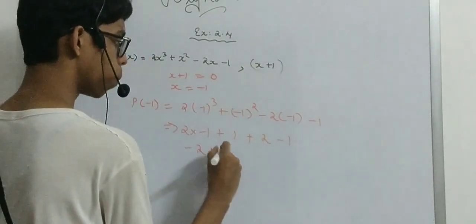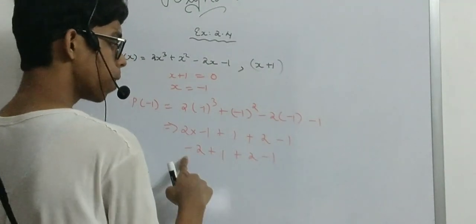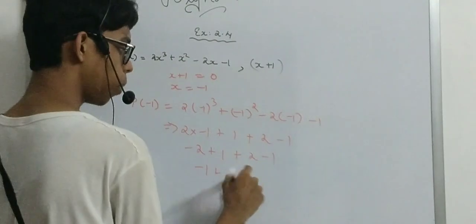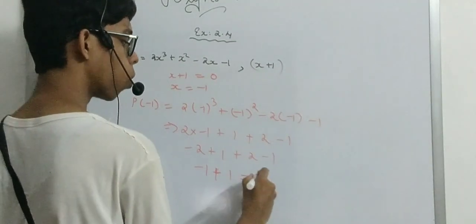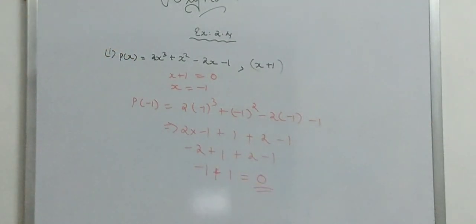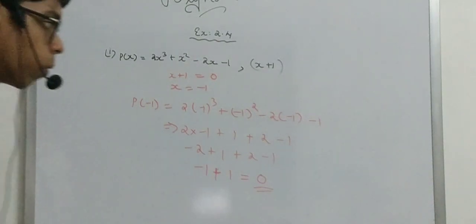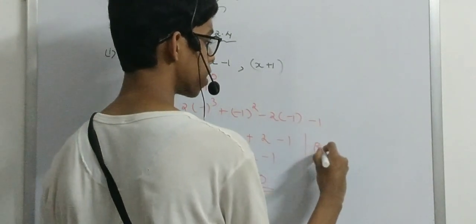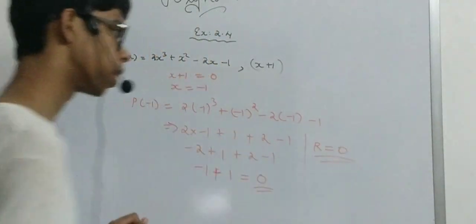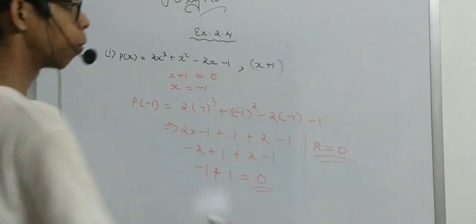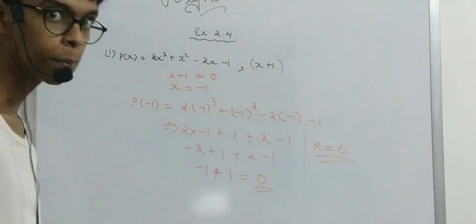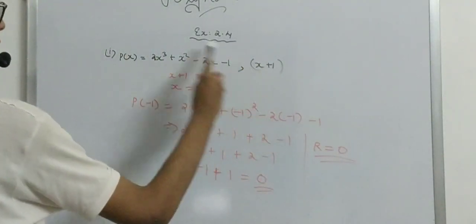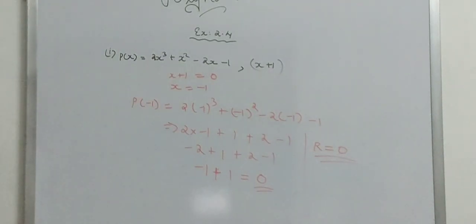So minus 2 plus 1 plus 2 minus 1. Minus 2 plus 1 is minus 1, plus 2 minus 1 is plus 1. So minus 1 plus 1 is 0. We got the value of p of minus 1 equal to 0. What does this mean? This means that our remainder is equal to 0. So according to the factor theorem, if our remainder becomes equal to 0, the two polynomials are completely divisible, and we can say that x plus 1 is a factor of the other polynomial. I hope it is clear.